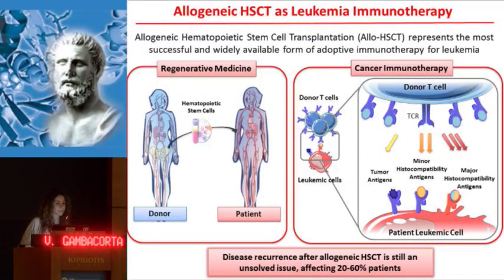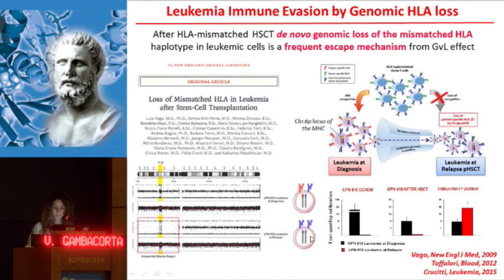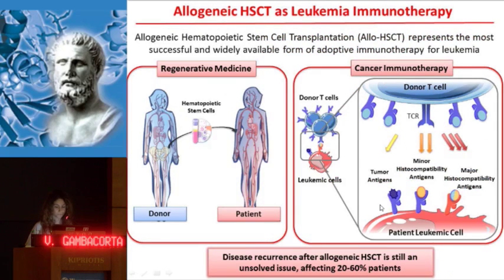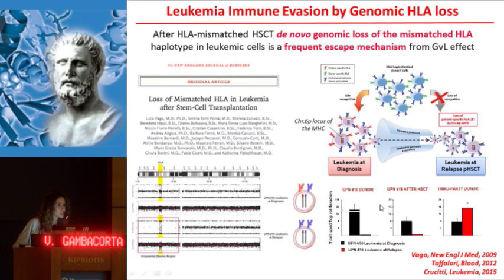Allogeneic hematopoietic stem cell transplantation is the best therapeutic option for many patients suffering from hematological malignancies. This is largely due to the graft versus leukemia effect. Still, post-transplantation relapses remain an open issue. In the context of HLA haploidentical transplantation for acute myeloid leukemia, in 2009, Luca Vago and Katharina Fleischauer described a novel and frequent mechanism of relapse, the HLA loss relapse.